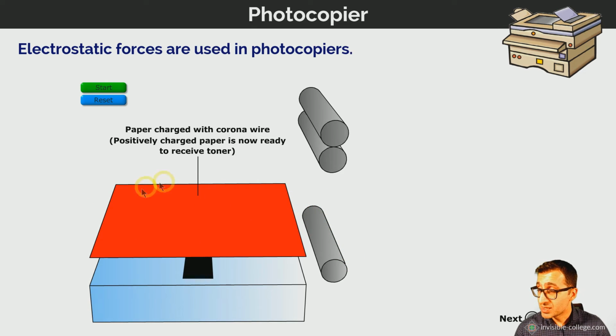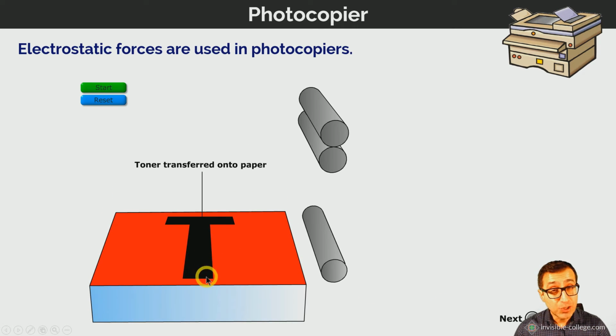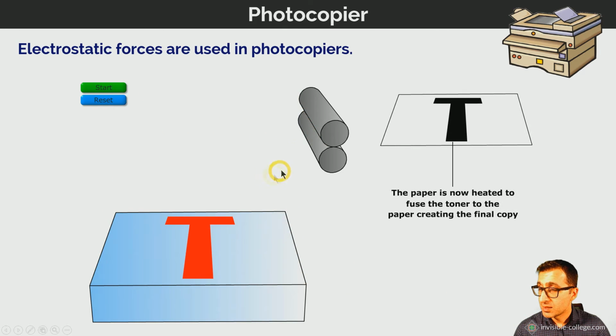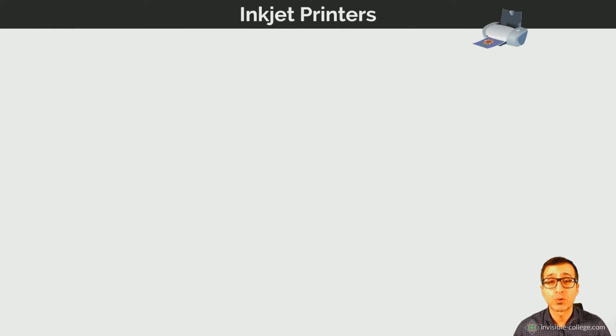The corona wire causes the piece of paper to become positively charged. So the paper basically transfers the toner onto itself, and then the rollers here take off any excess toner, and also the heat from these fusing rollers sticks the toner to the paper in a permanent fashion, and so now the paper has created the final copy here. So this is essentially how a photocopier works, and as you can see, it's all based on the principle of electrostatics.